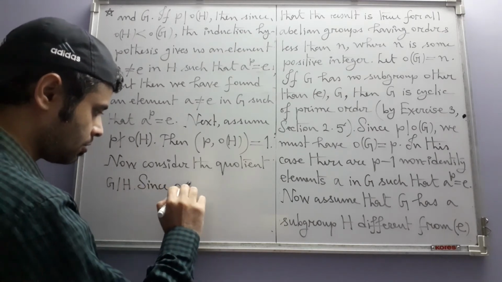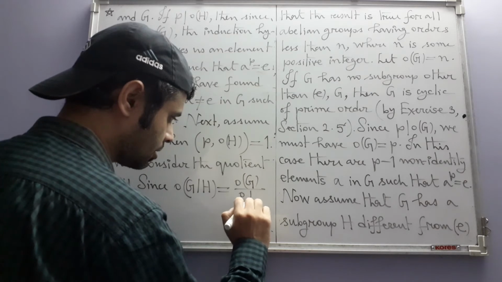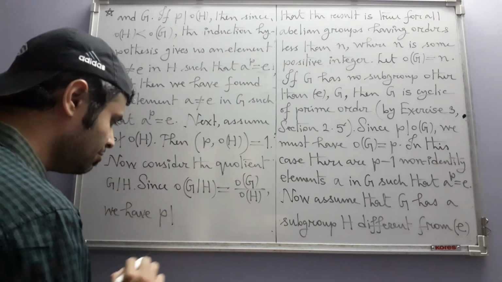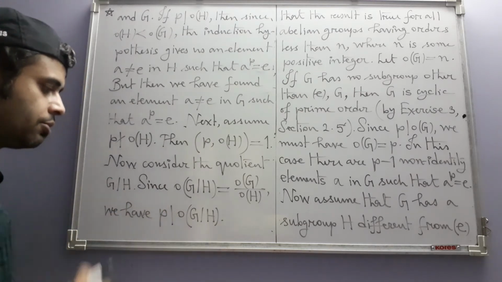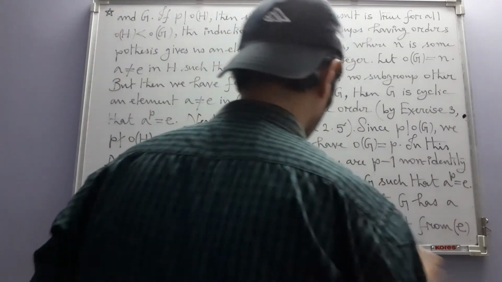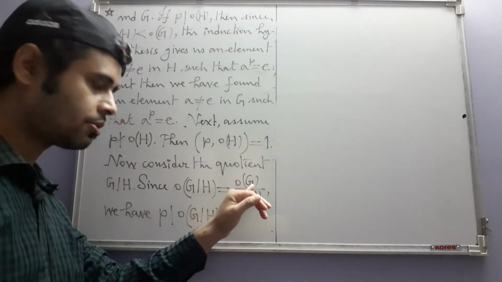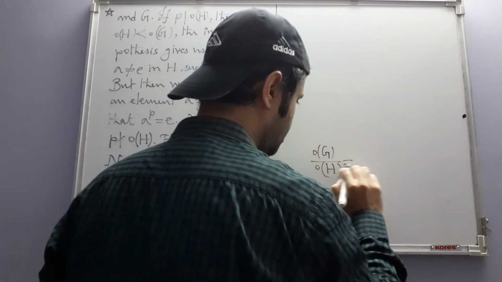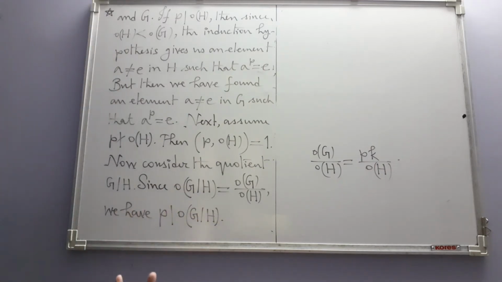Since the order of this quotient group is order of G divided by order of H, we have P dividing order of G by H. What is happening here? Why are we able to conclude this? You see, since it's already given to us that P divides order of G, this can be written like this: P times K divided by order of H, where K is some positive integer.